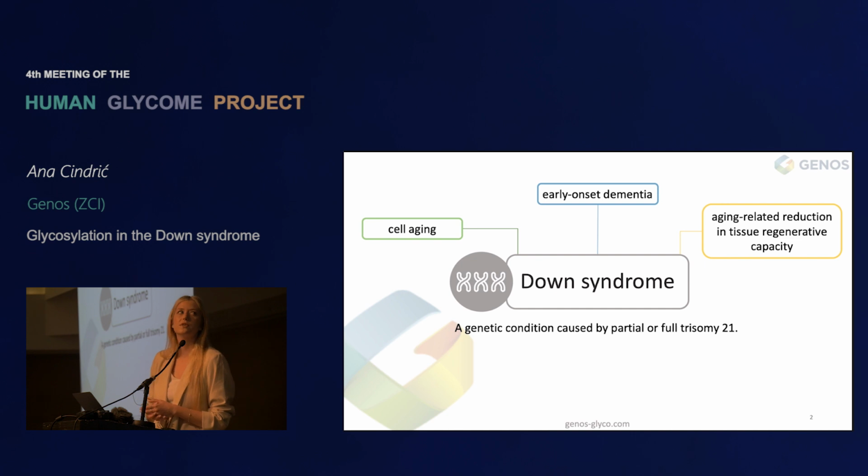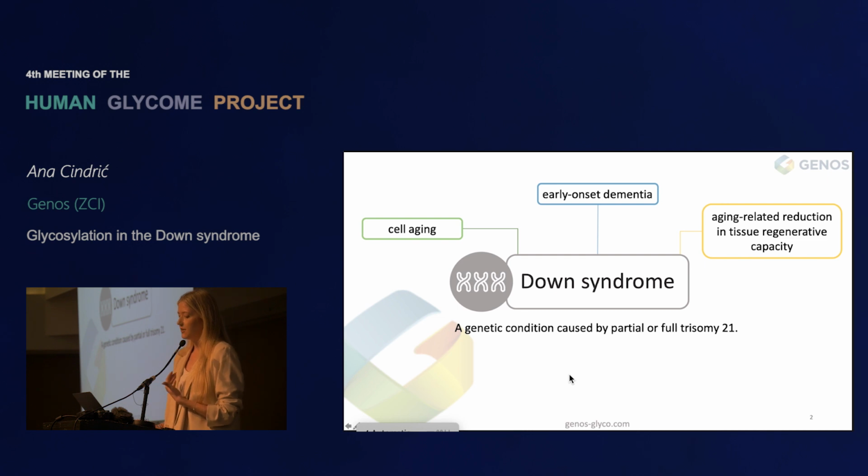But then when you focus on the entire organism, you can see that these people develop really early onset dementia. Sometimes even before the age of 30, people are already diagnosed with Alzheimer's dementia, which is really early onset. Another thing is they tend to develop a lot of different conditions that can all be grouped into a category that we named aging-related reduction in tissue regenerative capacity, which means they develop things like alopecia or osteoporosis or delayed wound healing and so on.